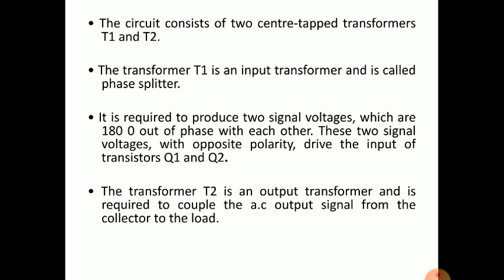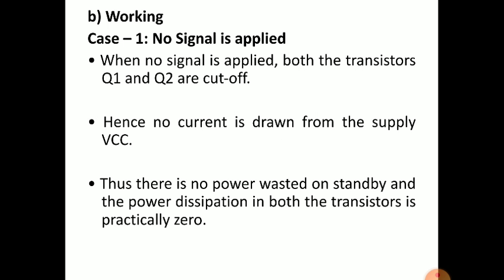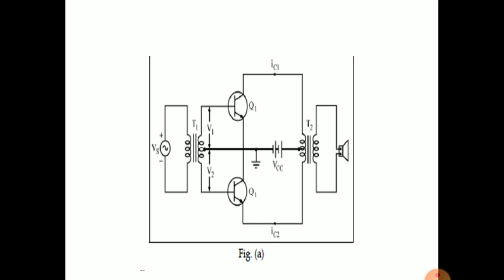This is a very important point here. The transformer T1 is a center tapped transformer which will split the phase of the input signal into two signals 180 degrees out of phase, which will drive the two different transistors Q1 and Q2. The transformer T2 is an output transformer and is required to couple the AC output signal from the collector to the load. T2 is also center tapped.